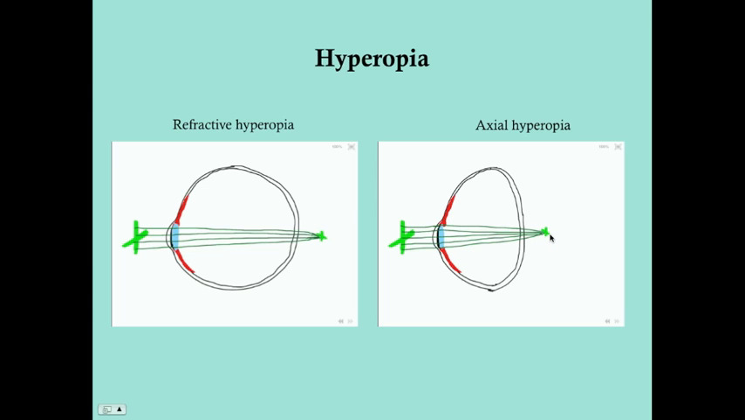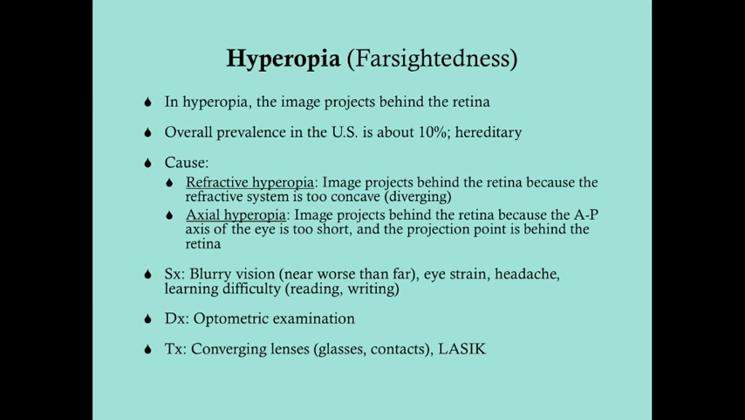So again, the symptoms are going to be blurry vision, but here it's going to be near worse than far. So these kids will have more difficulty with reading and writing because that's an up-close activity. And of course, they'll also have eye strain and a headache. The eye strain and headache can be worse with hyperopia because the eyes are going to attempt to accommodate. And what that is, when you look at something close up, your ciliary muscles pull on your lens, and that makes it easier to see things close up.